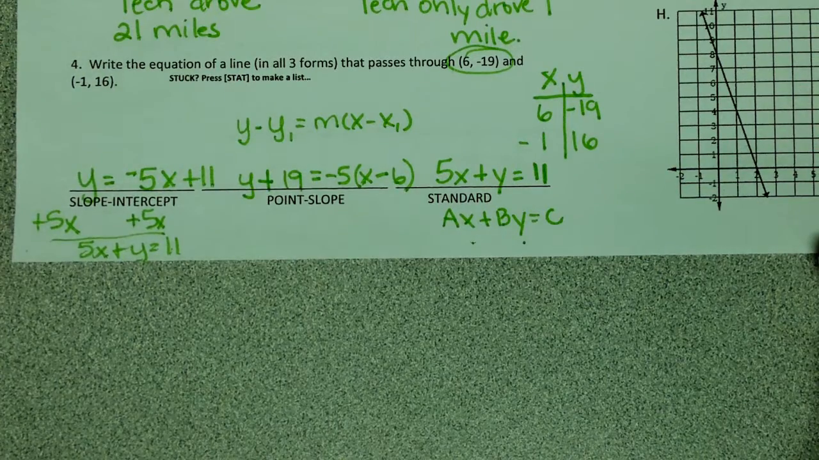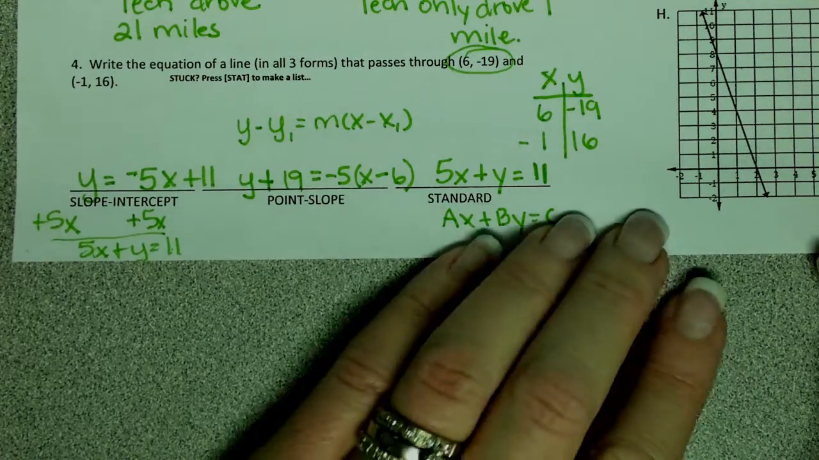If our slope was a fraction, you would have to first multiply everything by the denominator before you move that 5x over, or the x value over. But it wasn't like that. They were on number 5.